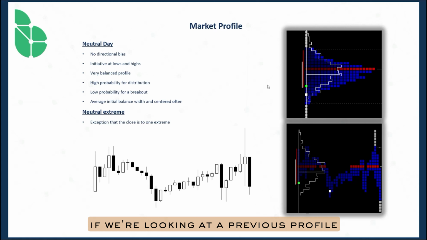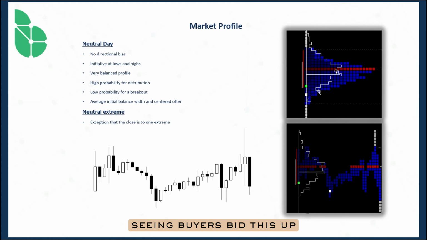Let's say we're looking at a previous profile and we're within that range. If we're still coming down and we're still within it, we're seeing that bidding from below. We're seeing buyers bid this up initiatively, sellers walk this down initiatively as well. But we are very balanced.